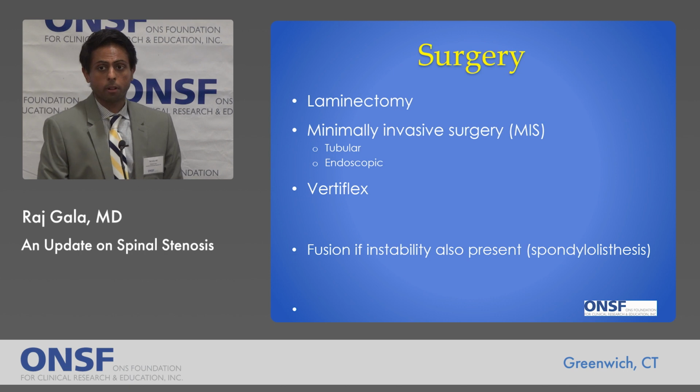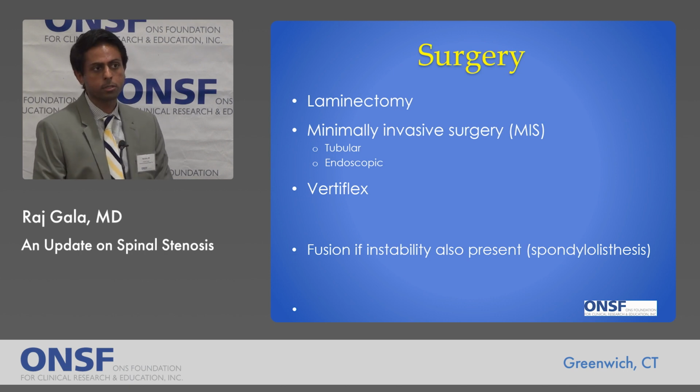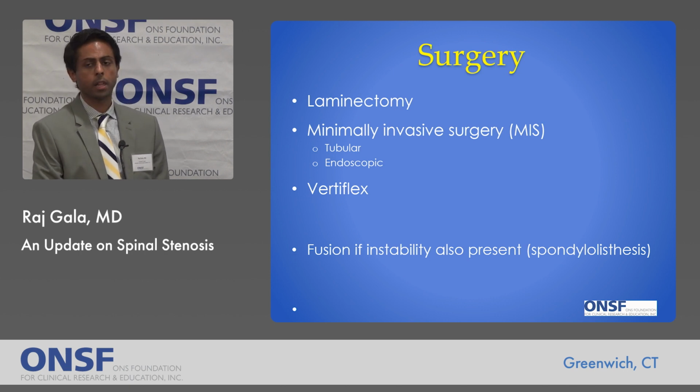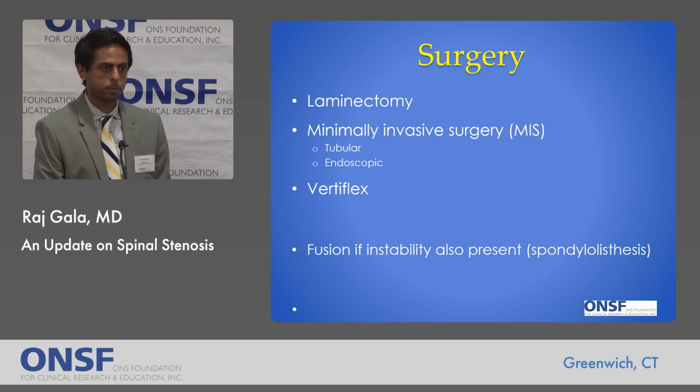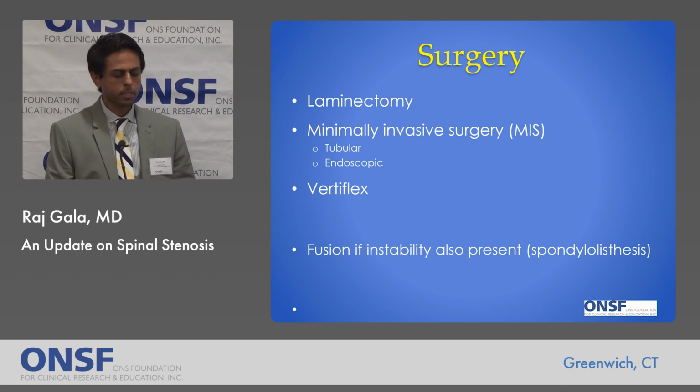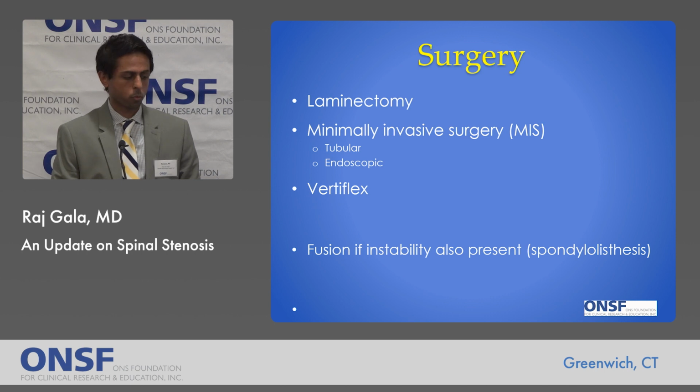So what are our surgical options? We've got a few different options and a few different ways to do them. The classic surgery is laminectomy. That's the one that has been done for many, many years. We now have minimally invasive ways to do the laminectomy. You can do them through a tube, and we call that tubular surgery, as well as endoscopic with the machine, and I'll show you some pictures for that later. And this latest one is now called Vertiflex, and I'll go over that as well.